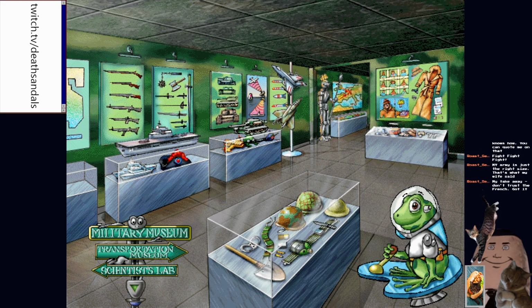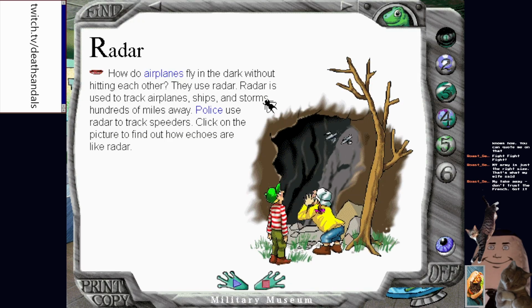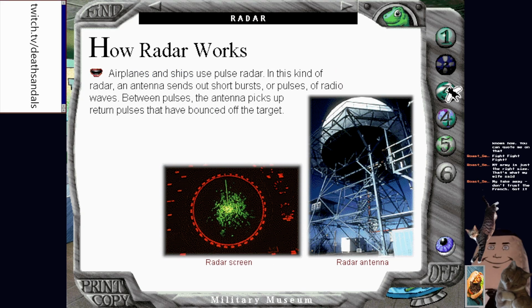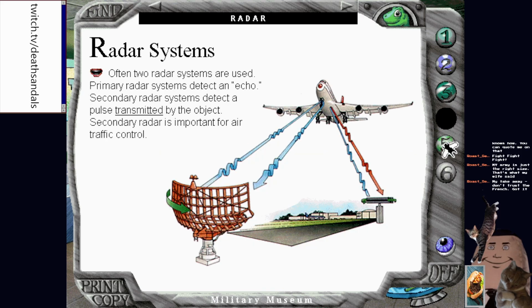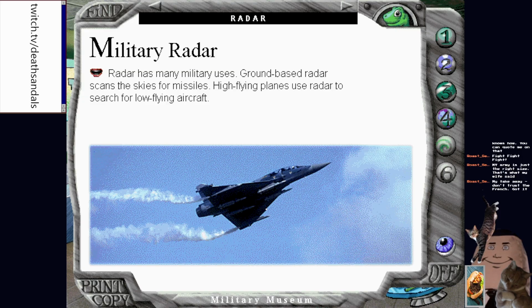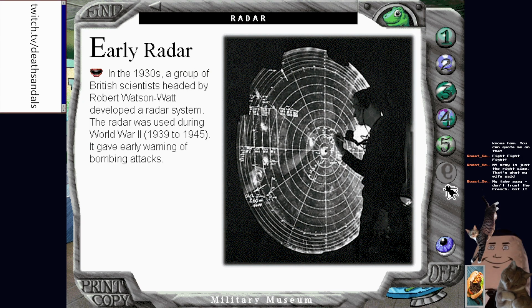Radar. Hello? It's not really how radar works, mate. Radar. How radar works. All right. Airplanes and ships use radio wave pulses. Yep. This man is a bastard because he's going to fine you for going too fast. Police radar. Radar systems. Military radar. Early radar.